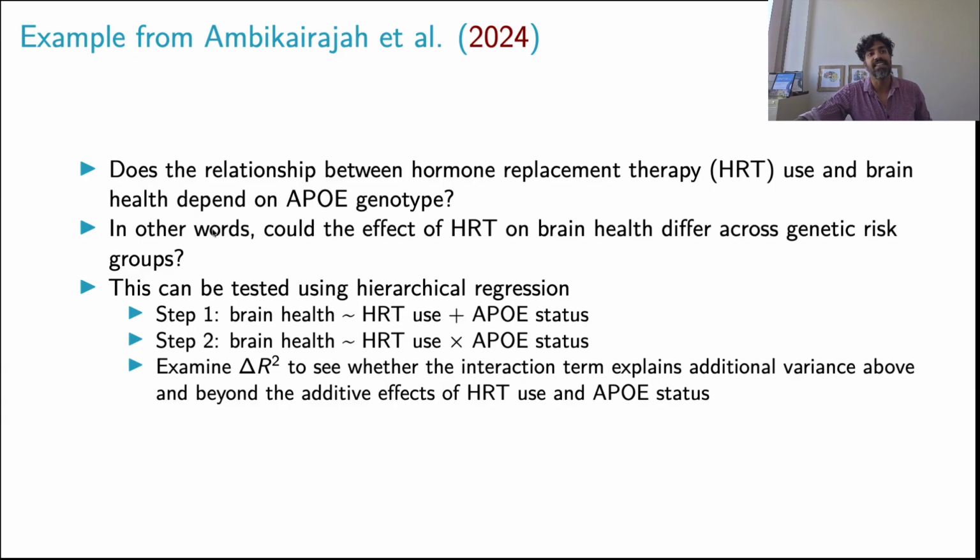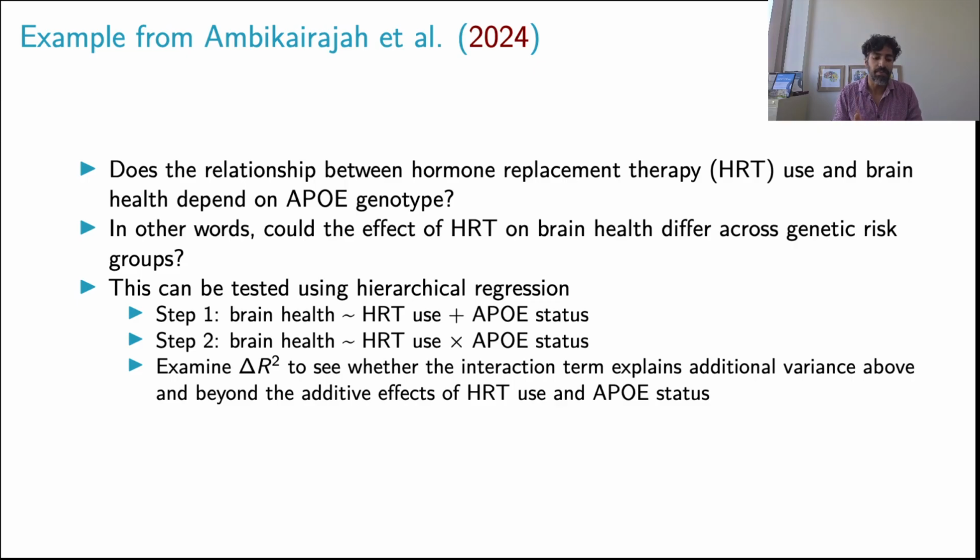So this one is, does the relationship between hormone replacement therapy use and brain health depend on ApoE genotype? So again, notice the structure of the question. When you see a word like depend, you know it's interaction. This is from my paper that was investigating this question. It was actually all around this concept of interaction. People had noted that in some cases there seemed to be effects in some studies, and in others there weren't. And I wondered whether it actually all depended on this particular genotype, ApoE.